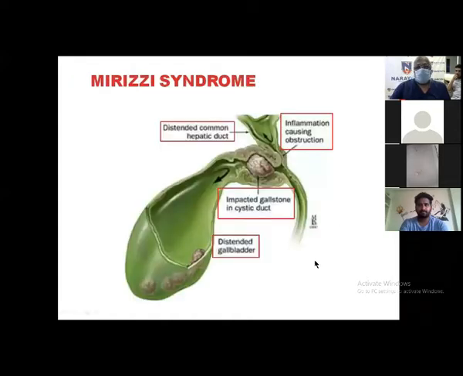Now you can see a beautiful diagram. There are multiple stones in the gallbladder. That is the cystic duct. The cystic duct almost clouds over the stone here, that is called the infundibulum. If you are not careful, you are likely to injure the CBD here. This is type 1 Mirizzi. Because of the compression here, there is distended proximal intrahepatic biliary radicals, and there is inflammation and edema of the CBD. There is an impacted gallstone, and because of that there is a distended gallbladder.